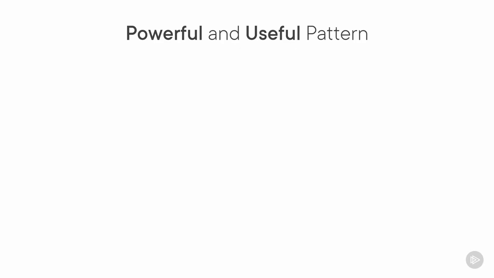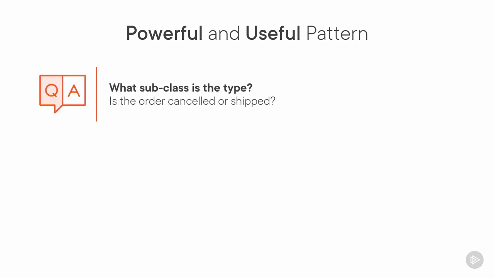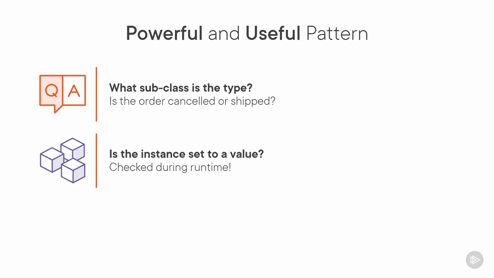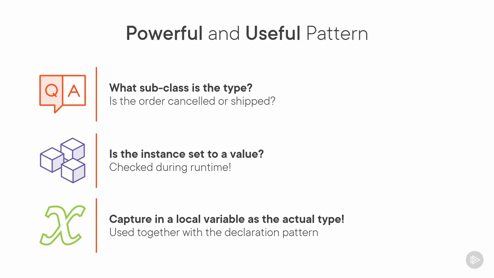The type pattern is extremely useful. Consider if we'd introduce a subclass of the order that represents a cancelled or a shipped order. The type pattern will also ensure that you have an instance of what you want to match. If it's null, it wouldn't be a match. Which makes sense because it looks at the runtime type of the instance. You can capture the value as a local variable with the correct type.